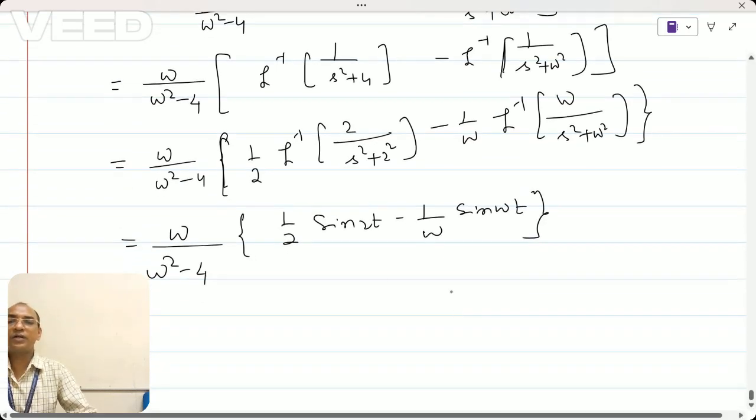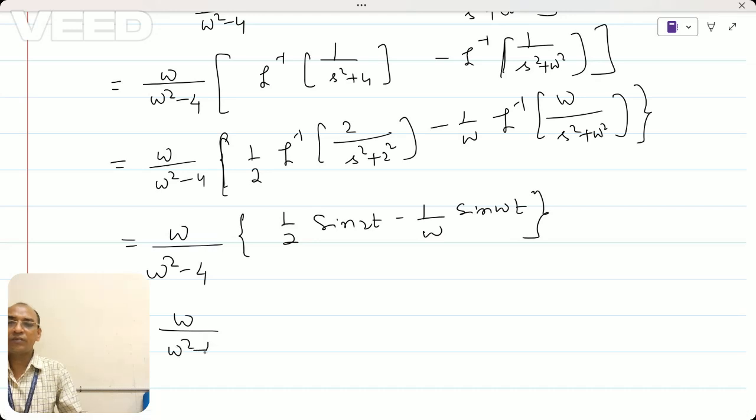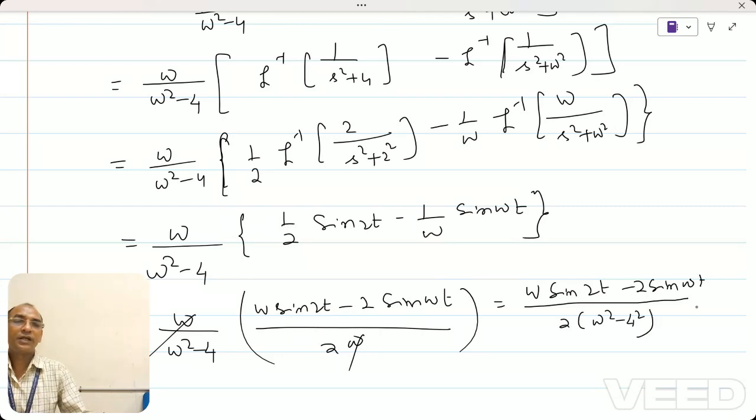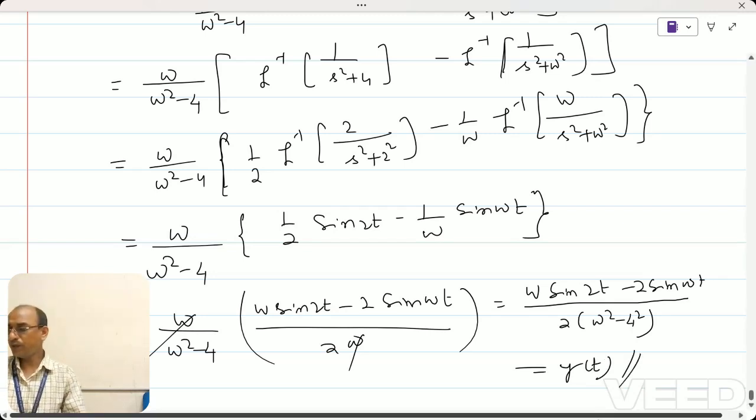If you further simplify it, what you will get here is omega divided by omega square minus 4, and I will have omega sine 2t minus 2 sine omega t divided by 2 omega. So omega and omega will get cancelled, and finally you will get omega sine 2t minus 2 sine omega t divided by 2 into omega square minus 4. And so this is your solution y of t.